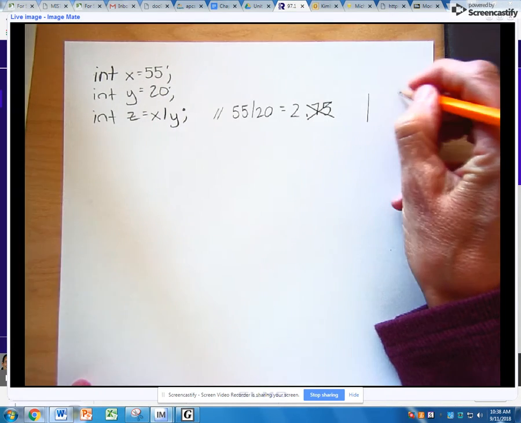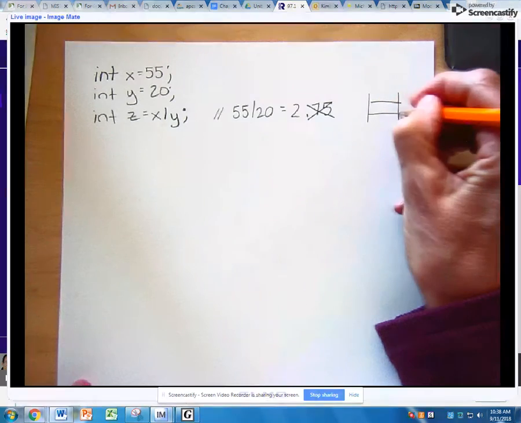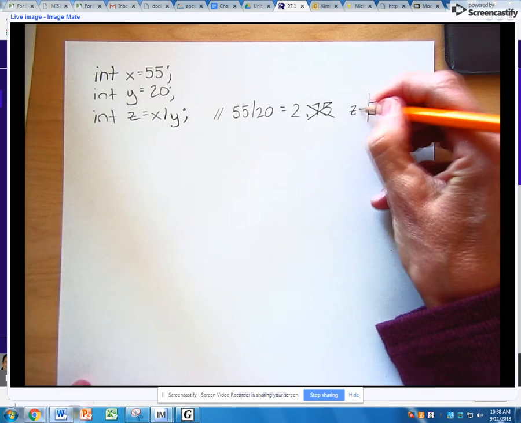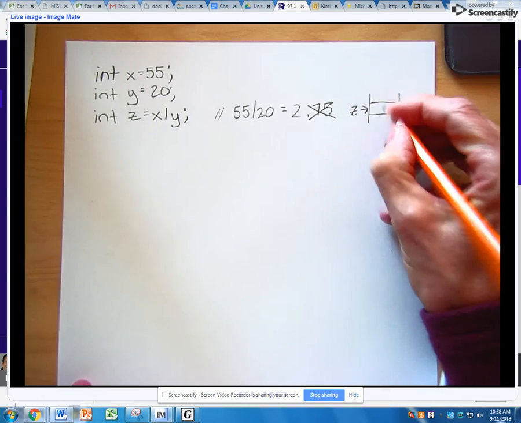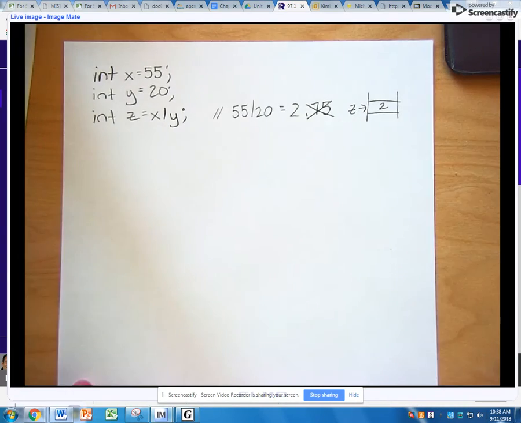So in memory, this is a representation of memory. And for the variable z, what is stored in memory is a 2.